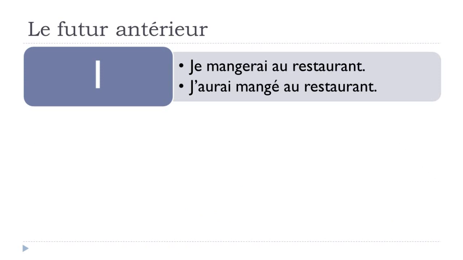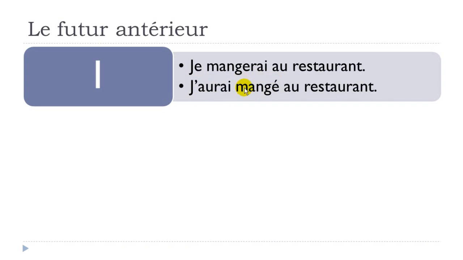So let's have a look now. First sentence, so it's the real future. Je mangerai au restaurant, okay? And then here we've got j'aurai mangé au restaurant. So this second part is the futur antérieur. So if we take the time to look a little bit here, we can see that we've got first avoir, okay, at the future. And here we've got this participe passé form that we saw previously, okay.